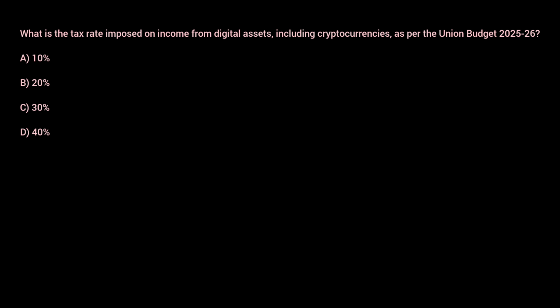What is the tax rate imposed on income from digital assets including cryptocurrencies as per the Union Budget? Option A 10%, option B 20%, option C 30%, option D 40%. Here the correct option is option C, that is 30%.